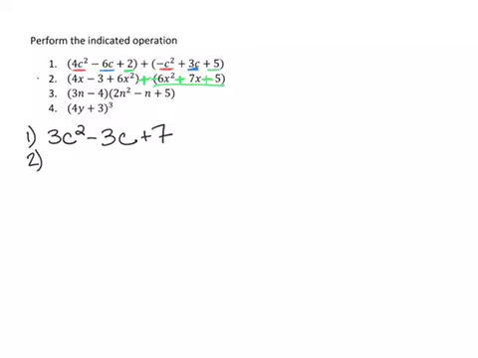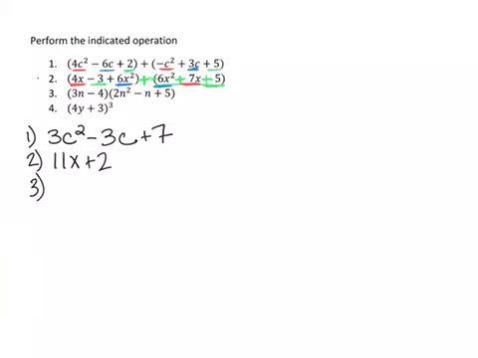They're all scrambled here. 6x squared and negative 6x squared, well, that's 0x squared. And then we have 4x and plus 7x. So that gives us 4 plus 7, 11x. And then negative 3 plus 5 gives us plus 2.